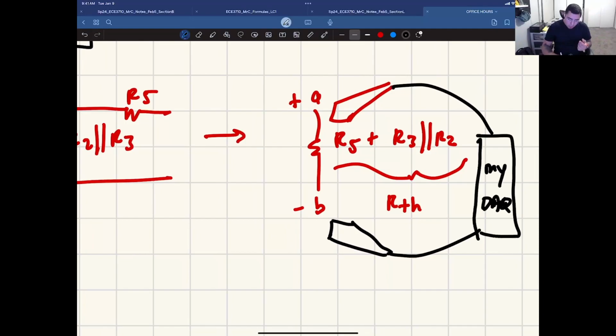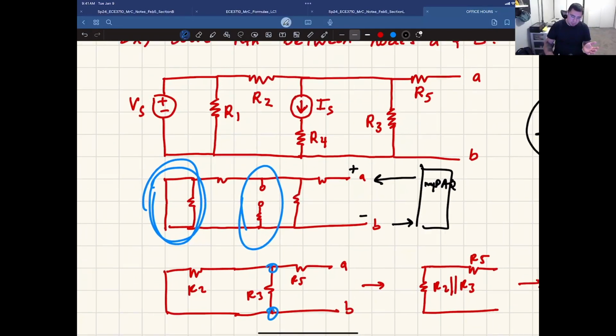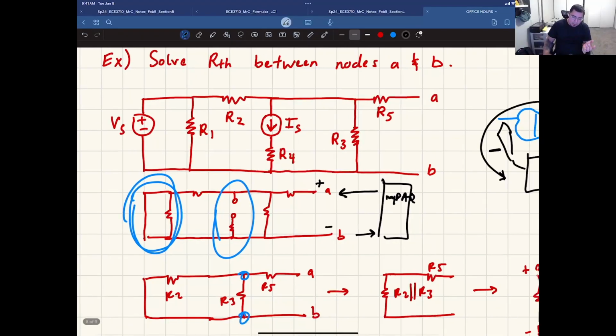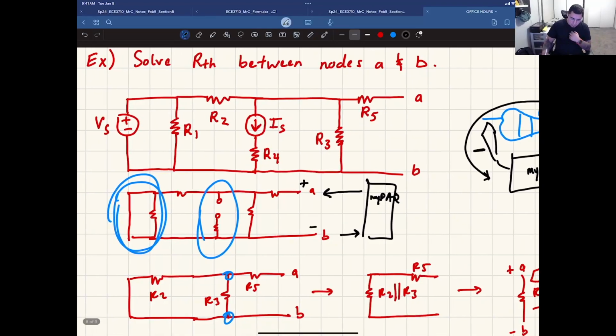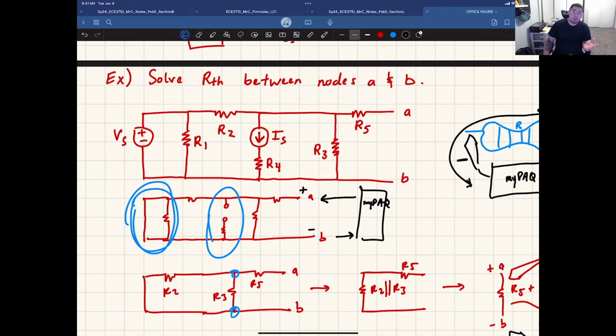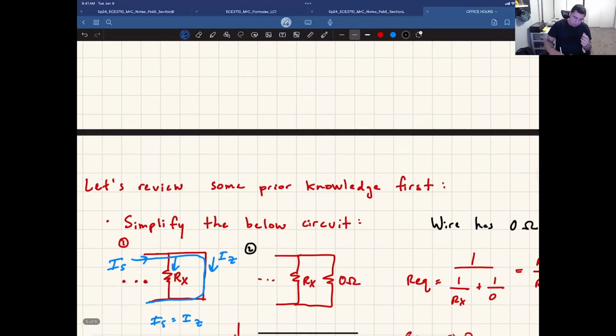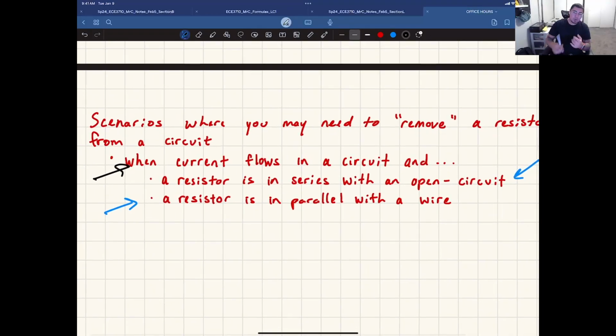See? So, when an instructor says, when you're solving for R Thevenin, there's no current from the current source, there's no current from the voltage source, there's only current from the MIDAC. Perhaps instructors should improve how they're speaking so that there's more transparency and explicit explanation, myself included. So, these are the scenarios where you may remove a resistor. If there's current moving, you have to see, when do you meet these two conditions listed here? When a resistor is in series with an open circuit and when a resistor is in parallel to a wire.